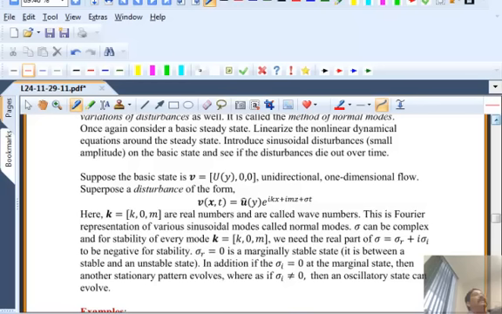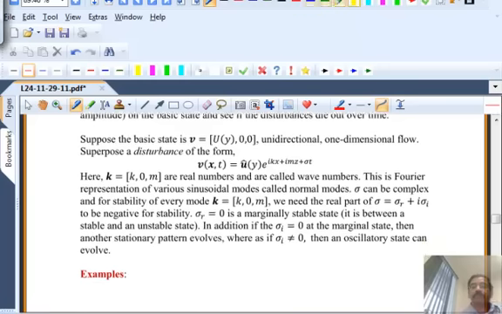Now we are going to go through a process very similar to what Lorenz did. How do I take the Navier-Stokes equation? How do I linearize the Navier-Stokes equation? How do I put perturbations of various frequencies? How do I assess the stability? And this one is called the method of normal modes.